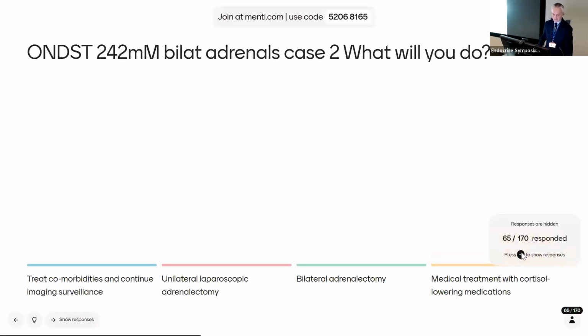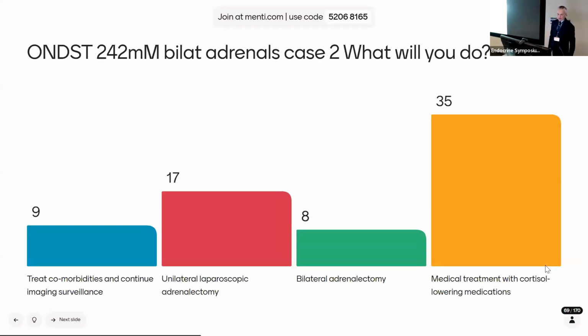Okay, so let's keep up. All right, this is interesting. So 17 people put in unilateral laparoscopic adrenalectomy, and the majority actually voted for medical treatment with cortisol-lowering medications.